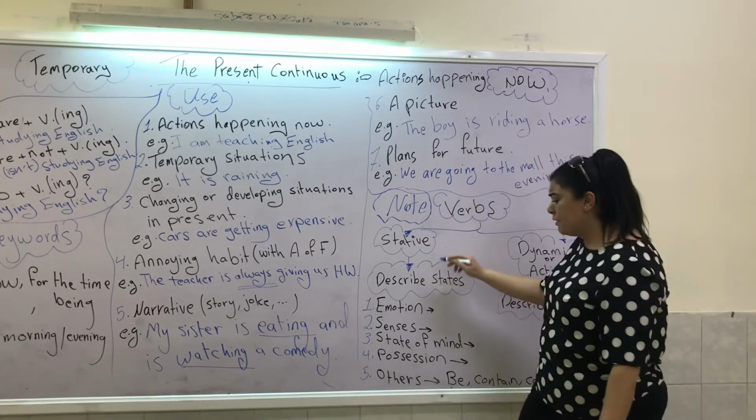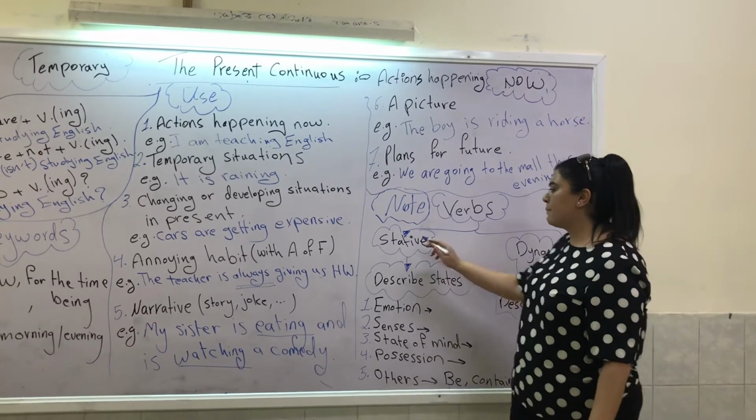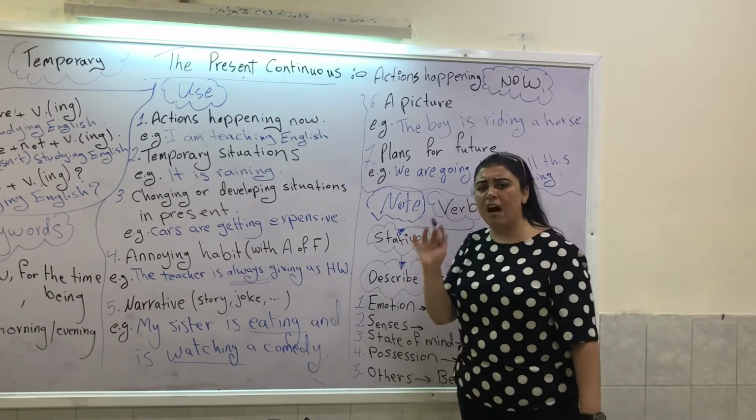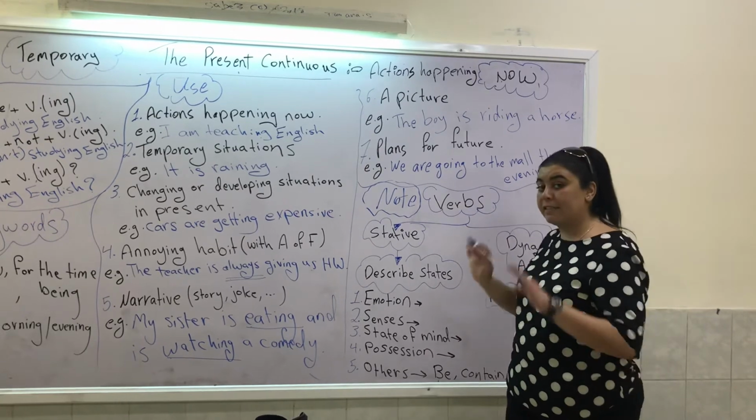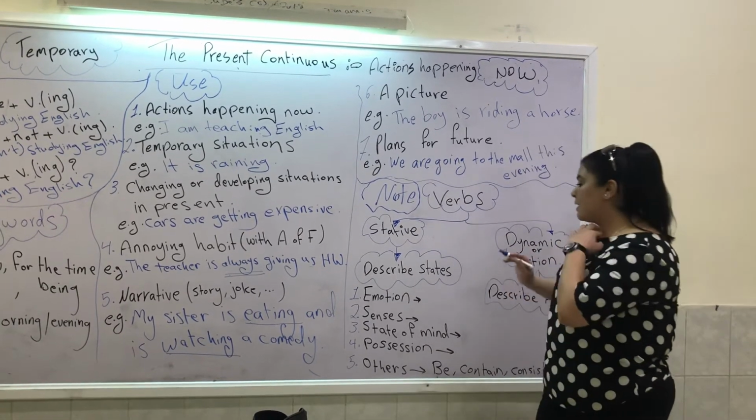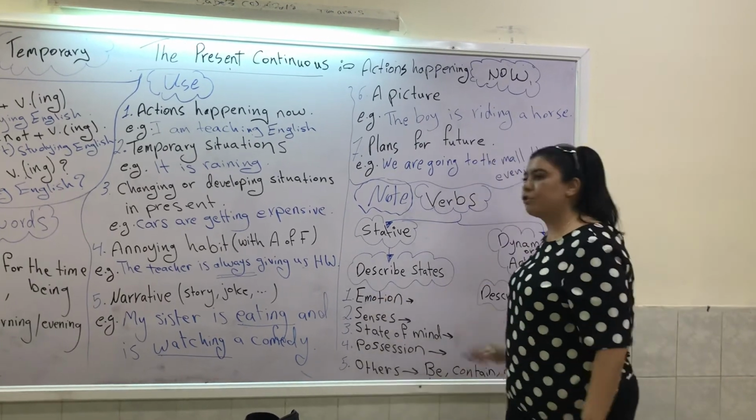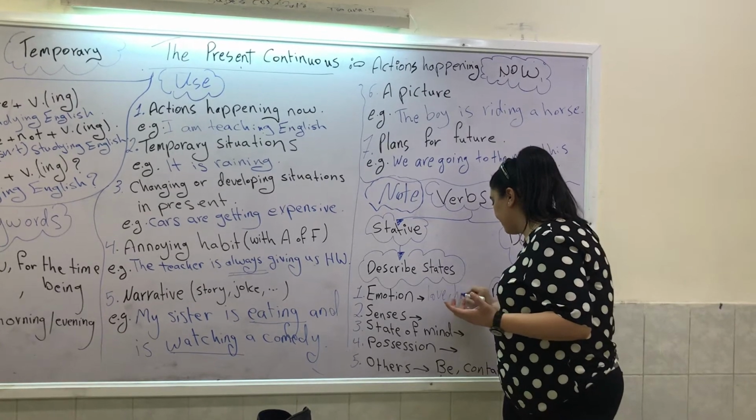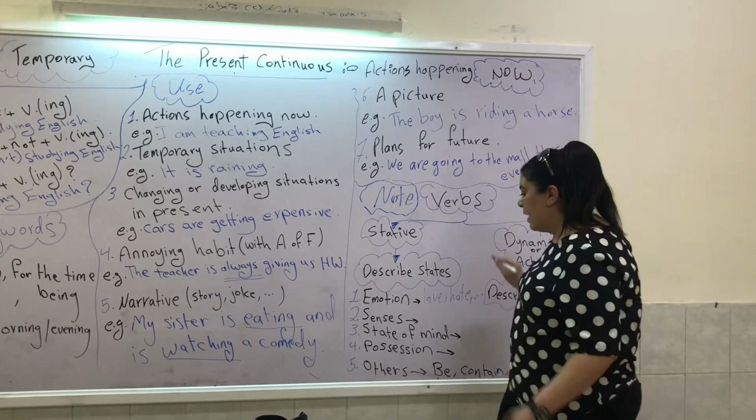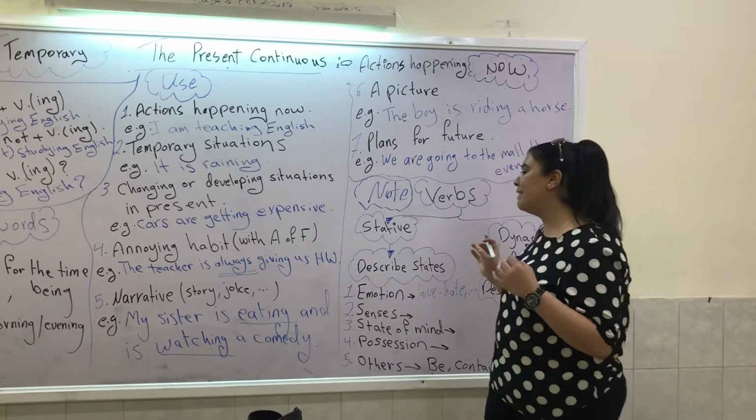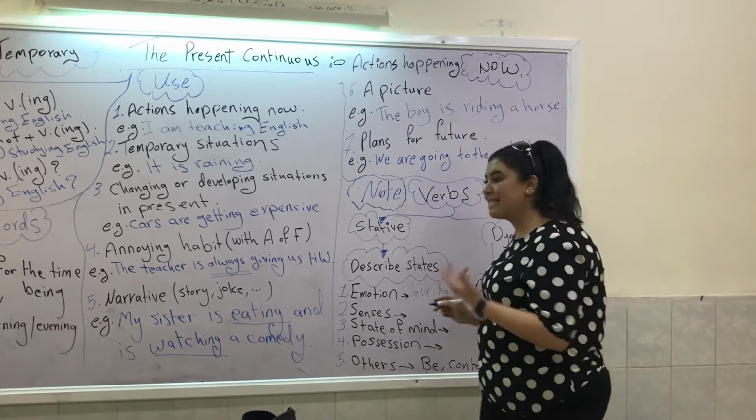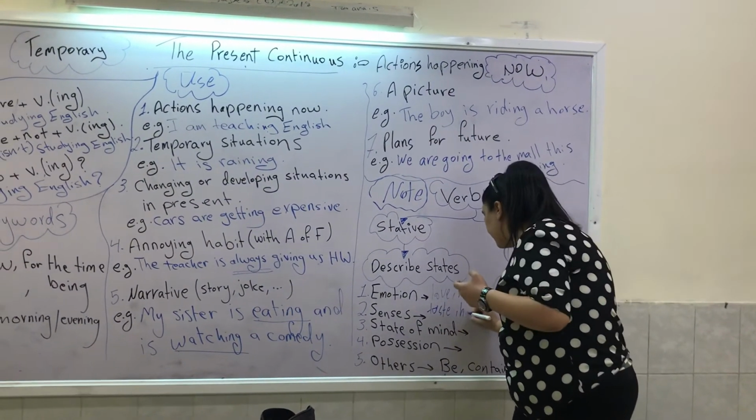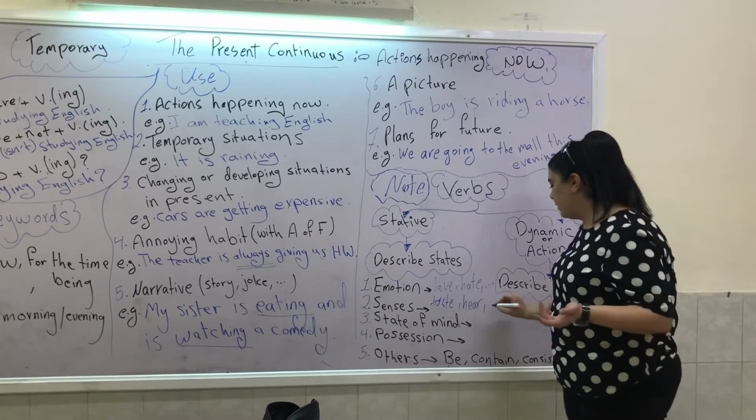Here, there are 5 types of the stative verbs. The stative verbs we do not use in the present continuous, they take the simple present. So we cannot add ing to the verb. Some of these verbs or types: emotion, which is feeling, such as love, hate, etc. Senses, the verbs related to the senses, such as taste, hear, what else? Smell, etc.